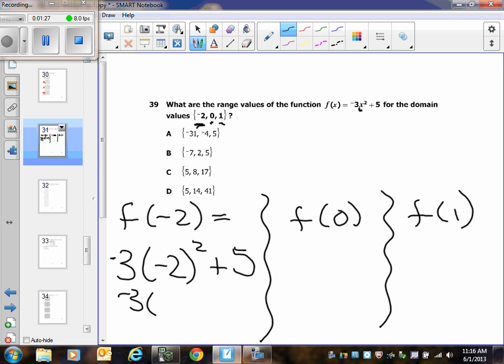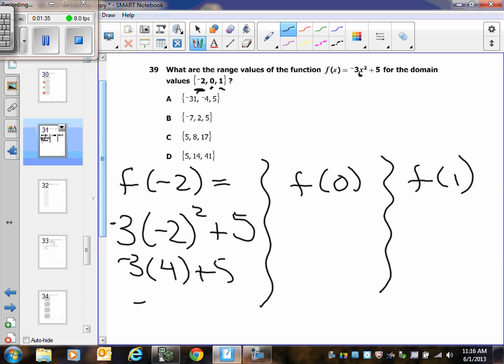So first you want to do negative 2 squared, which will be positive 4. And negative 3 times 4 is negative 12. And negative 12 plus 5 is negative 7. So guess what? There's only one answer choice here that has a negative 7. So it looks like our answer is choice B. But let's go ahead and actually get our other range values.